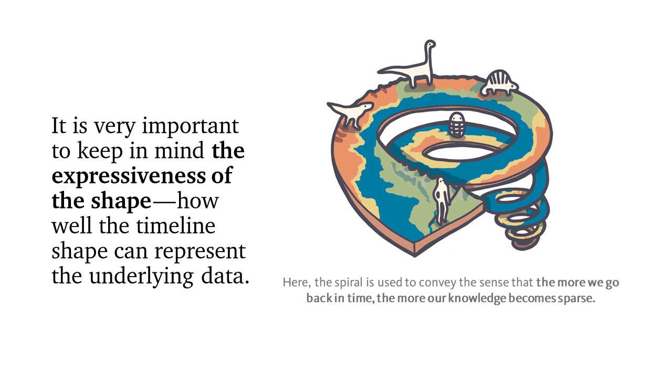Here, for example, this type of spiral visualization on the right is widely used in schoolbooks to represent how long and complex the history of life on Earth has been before humankind. Here, the spiral is used to convey the sense that the more we go back in time, the more our knowledge becomes sparse. We therefore suggest designers carefully evaluate our recommendations based on their domain goals and specific use case.